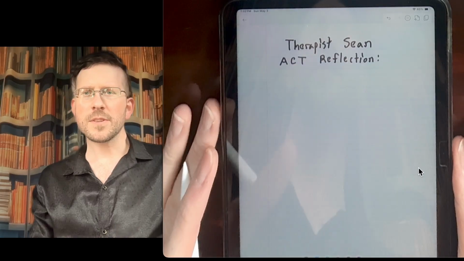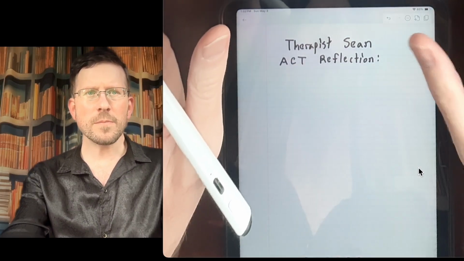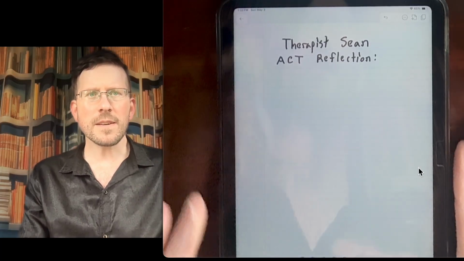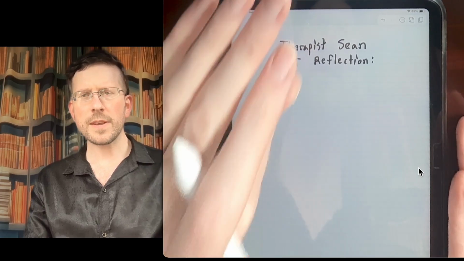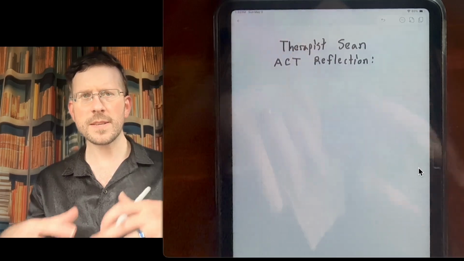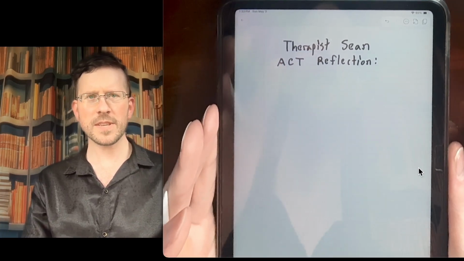I am a therapist who uses ACT, acceptance and commitment therapy, in my therapy practice. And I am going to be talking about a tool that I made that I like to use for processing things from an ACT framework. And I'm going to walk through the steps here.